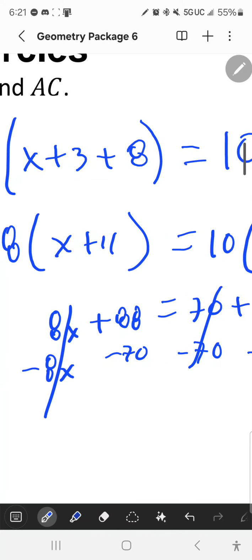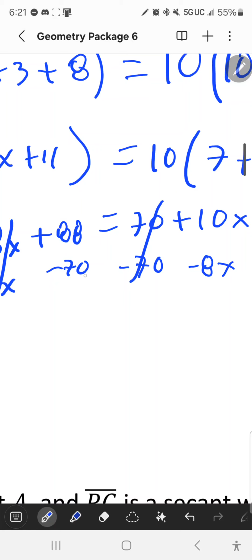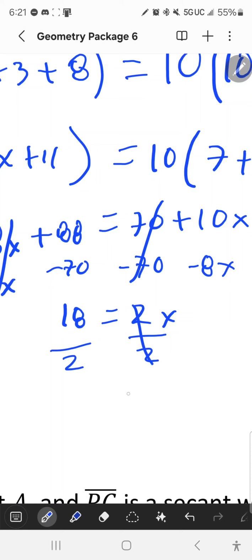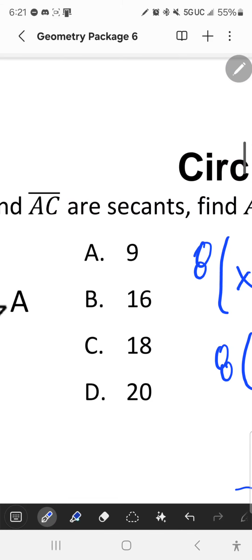So this cancels out and this cancels out. We have 88 minus 70 is 18. And then 10x minus 8x is 2x. Then we divide both sides by 2. So this here cancels out and we have x equal 18 divided by 2, which is 9. So this is our answer.